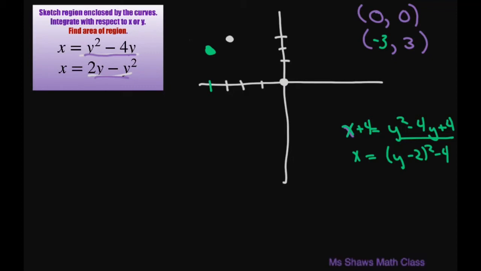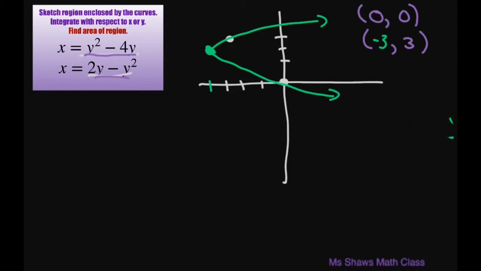And your y-intercept would be when x is 0. Let's not worry about that. So basically it's going to open up this way, and it's going to go through this point here. So that's that one.